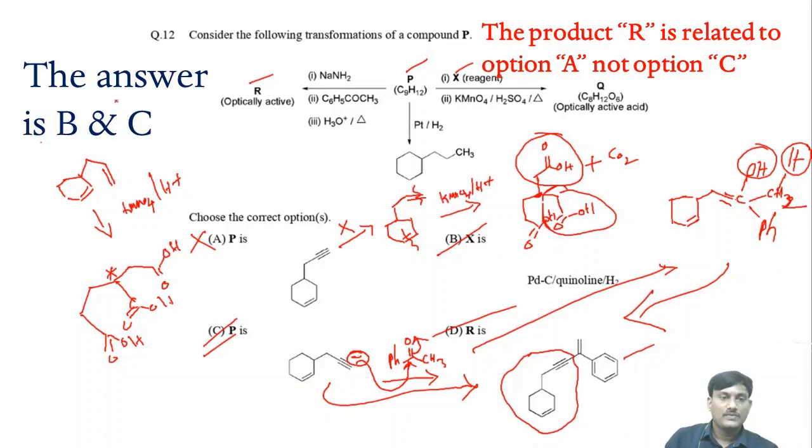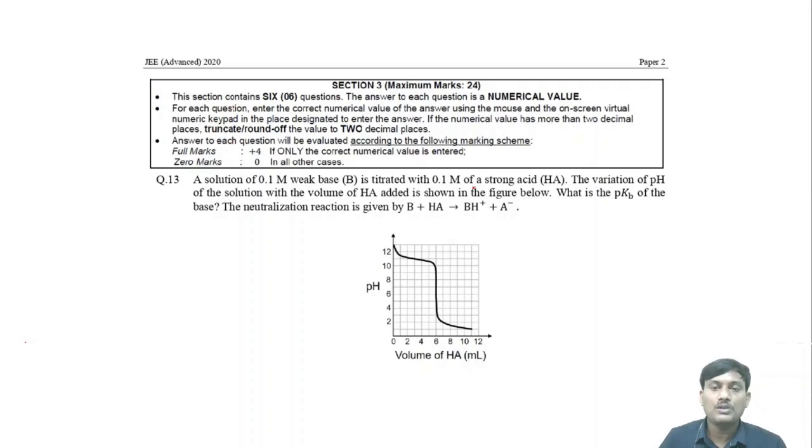Okay, in section 3 we have numerical value questions. A solution of 0.1 molar weak base is titrated with 0.1 molar of a strong acid. The variation of pH of the solution with the volume of HA added is shown in the figure below. What is the pKb of the base? The neutralization reaction was given.